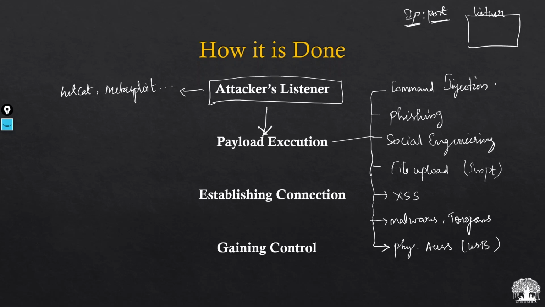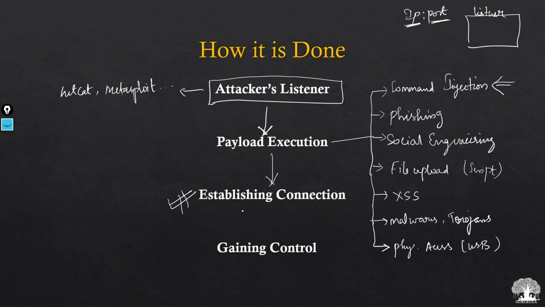So in this particular video we will be seeing how to exploit command injection. This is a continuation of our previous video. There are lots of attack vectors present here. The attacker will choose any of these attack vectors so as to deliver the payload. Once that is done, the next step is establishing the connection.